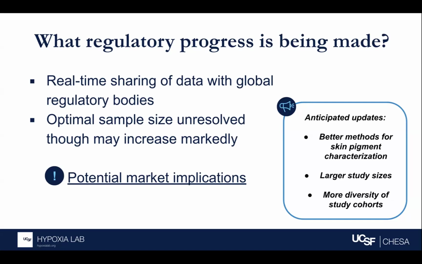But all these things do have potential market implications. If we're talking about some of these anticipated updates, in particular the larger study sizes, if these studies become 10 times bigger, our capacity to test in the lab at San Francisco, for example, just to put this in perspective, we have capacity to test about 3 to 4 devices per month. With the proposals that are on the table for changing regulatory standards, it may change such that we can only do 3 to 4 devices per year.